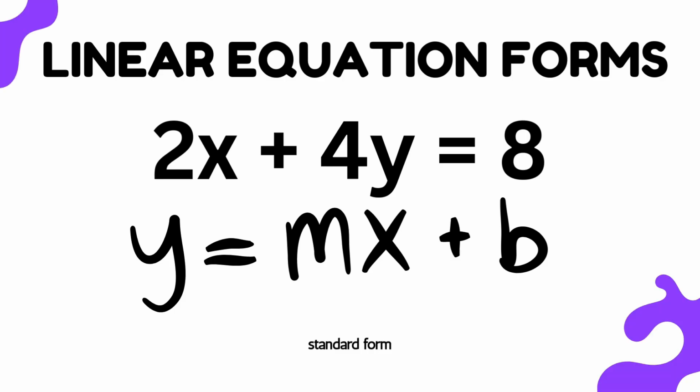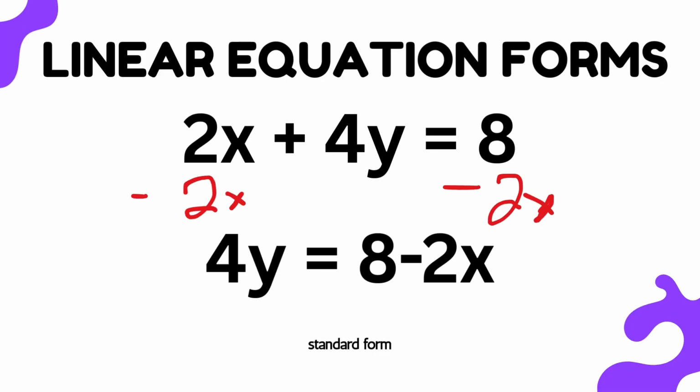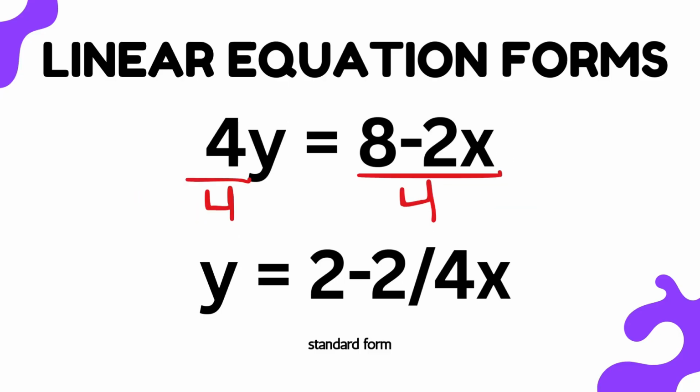Basically, we gotta get y by itself. First, get all the y terms on one side of the equal sign and everything else on the other. We're going to subtract 2x from both sides because we gotta do opposite operations. So we got 4y equals 8 minus 2x. Now, y still isn't by itself. It's almost there though. We need to get rid of the 4 multiplying the y. So we divide everything in the equation by 4 because we gotta do opposite operations so that y is by itself.